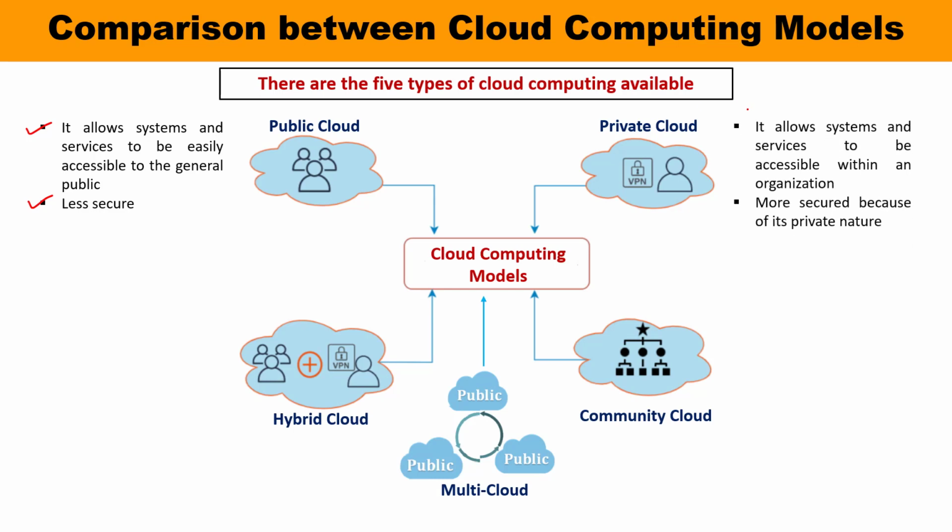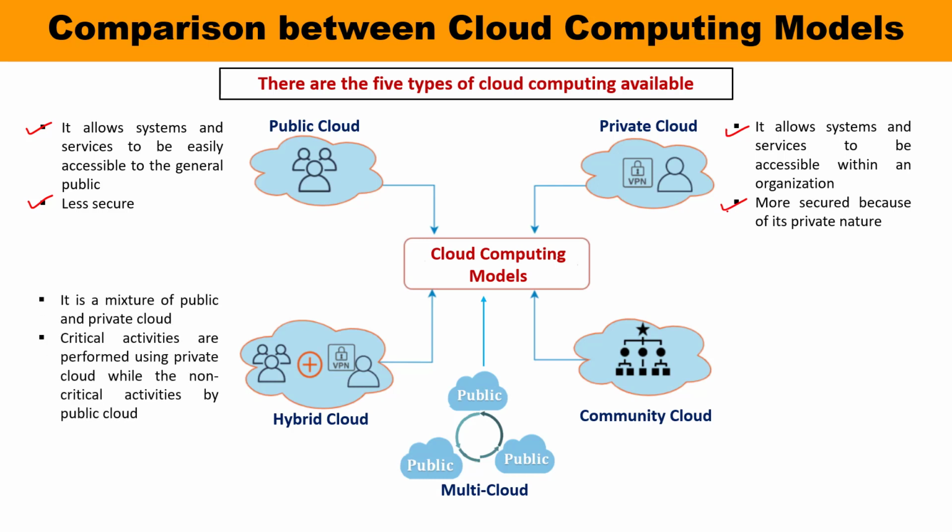Next, come to the private cloud. From the name itself, it is clear that it belongs to someone. Private cloud is also known as an internal cloud or corporate cloud, and it allows the systems and services to be accessible within an organization, or to selected users only. It means private cloud provides a high level of security and privacy of data, because here sensitive data is not going to be shared with a third party.